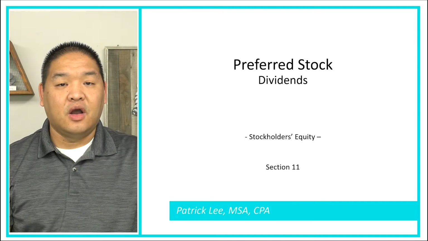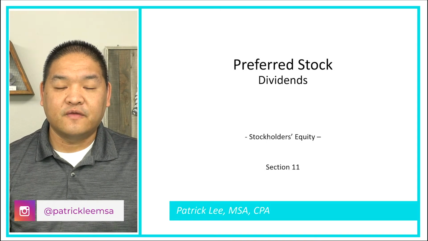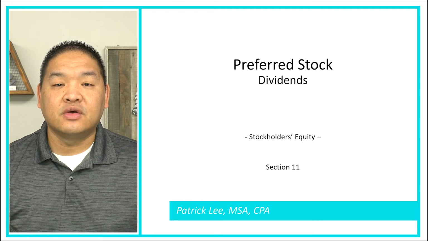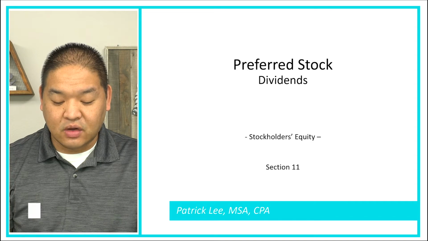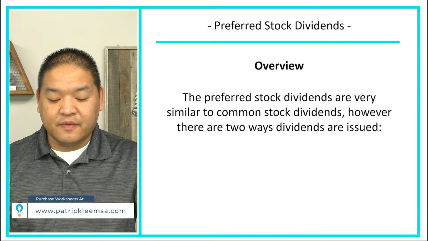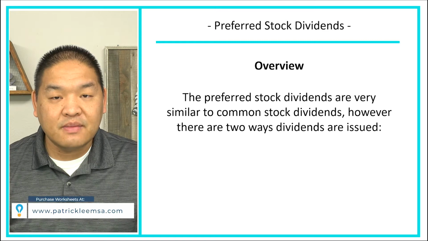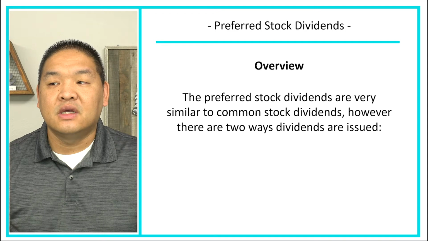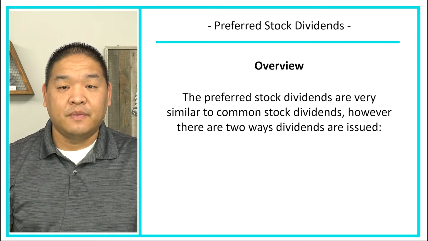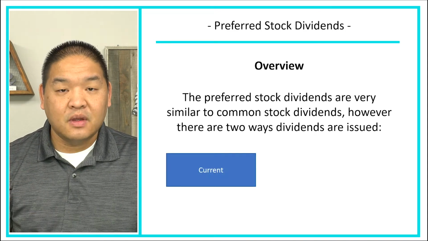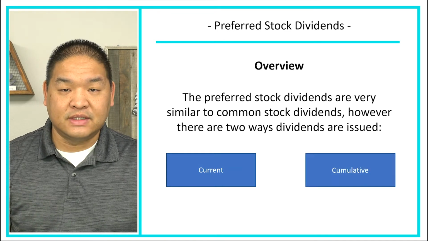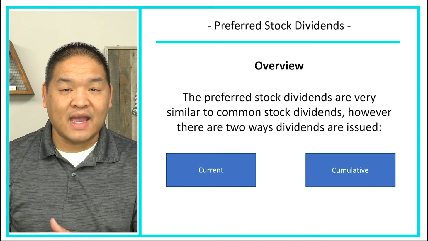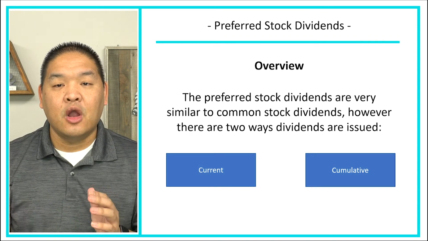All right, in this lesson, we're going to go over dividends specifically for preferred shareholders. We're going to show you the calculations and talk a little bit about the journal entries associated with these types of dividends. Preferred dividends are very similar to common stockholder dividends. However, there are two ways dividends are issued. The first one is current, and the second one is cumulative. We're going to focus on the current first, and then we'll talk about the cumulative on the back end of this lesson. So let's start here with the current.